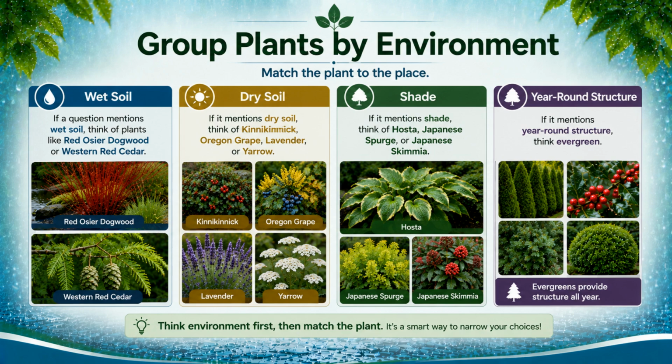You can also group plants by environment. If a question mentions wet soil, think of plants like red osier dogwood or western red cedar. If it mentions dry soil, think of kinnikinick, Oregon grape, lavender, or yarrow. If it mentions shade, think of hosta, Japanese spurge, or Japanese skimmia. If it mentions year-round structure, think evergreen. The more you connect plants to environments, the easier it is to narrow answer choices.